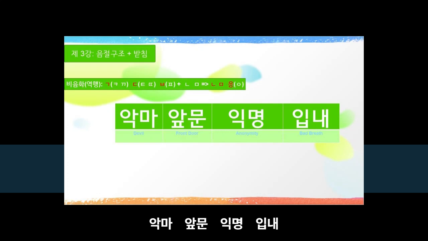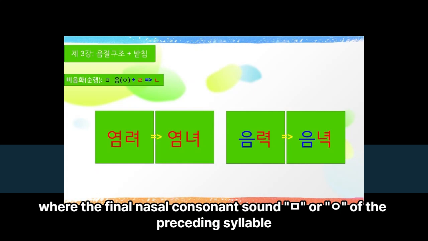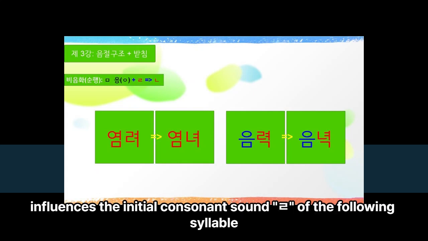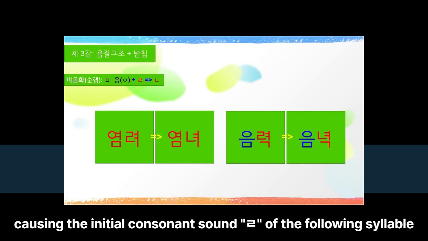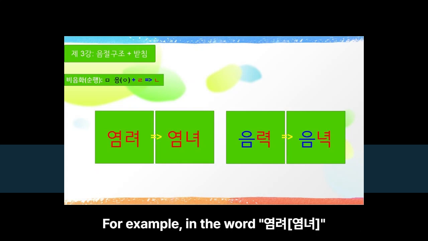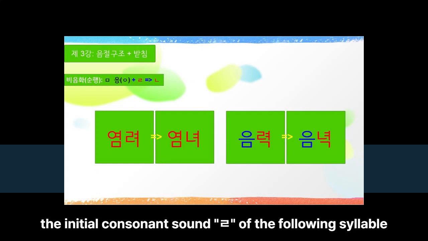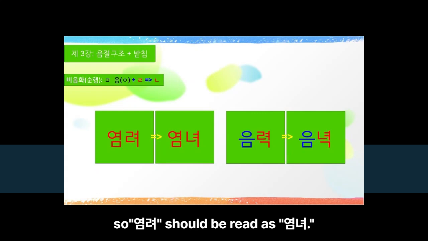임내, 임내. The second type of nasalization rule is progressive assimilation, where the final nasal consonant sound, mium, or iyung, of the preceding syllable influences the initial consonant sound, riul, of the following syllable, causing it to change to nasal sound, neun. For example, in the word, yomnu, the final consonant sound, mium, of the preceding syllable influences the initial consonant sound, riul, of the following syllable, so, yomnu, should be read as, yomnu.